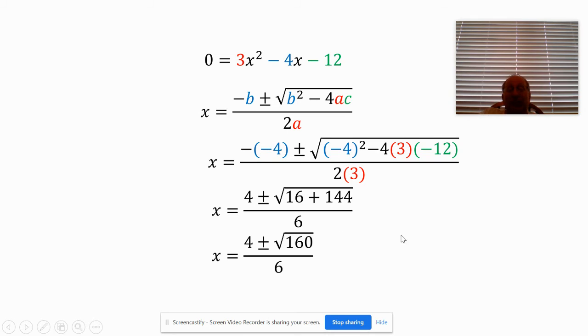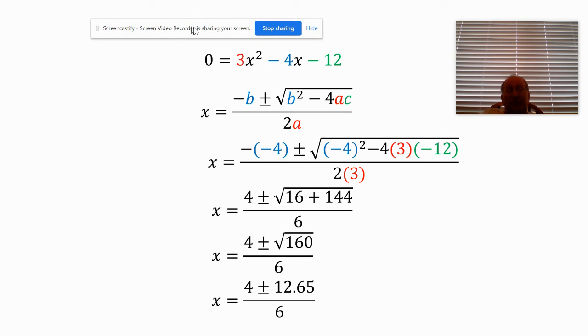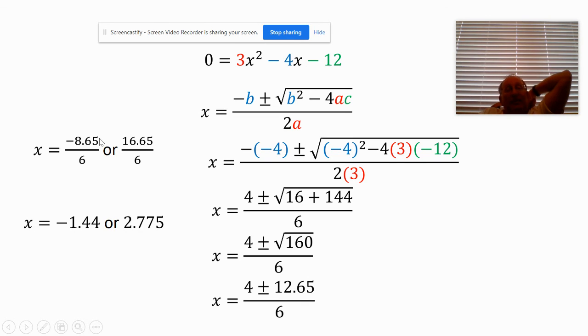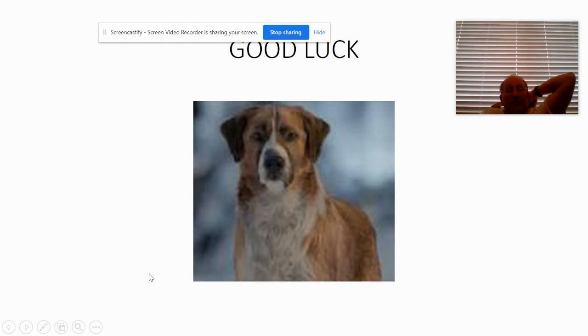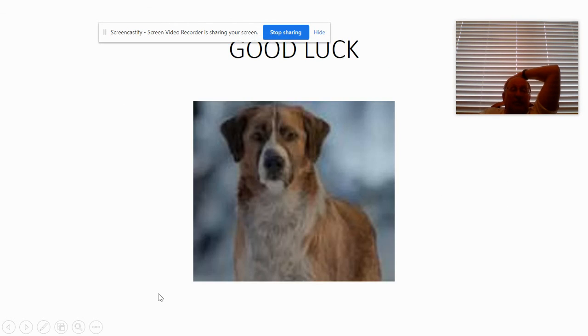I'm going to add the 16 and 144. And then basically, this was a decimal answer on the test, so I'm going to go ahead and just do this here. So I'm going to have 4 plus 12.65. You just do the square root with the calculator as an answer. Well, I can't have a negative, in a sense, time. So my only answer really is the 2.775. The 2.775 is the speed, all right, because it can't flow negatively.